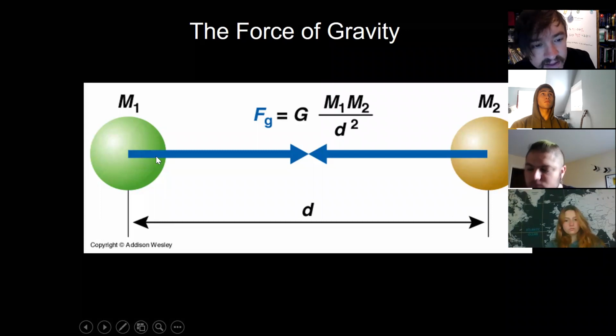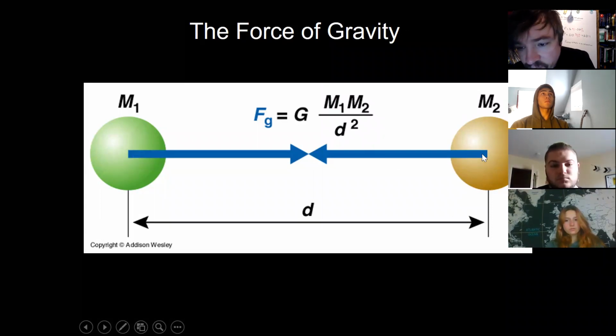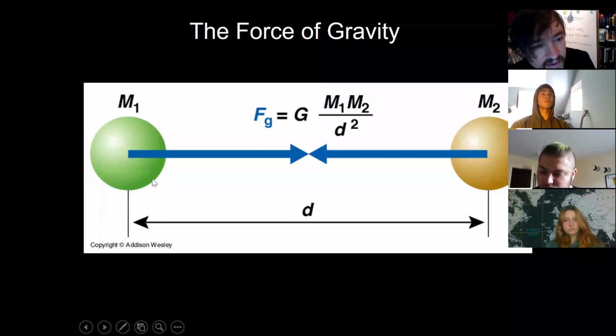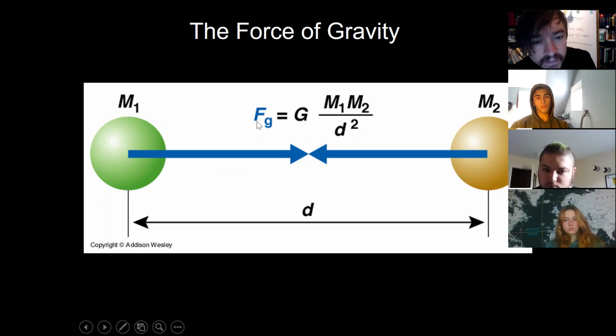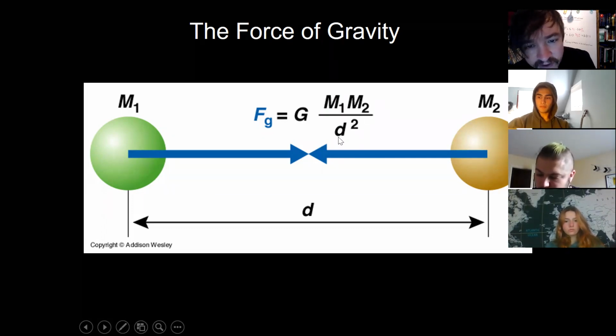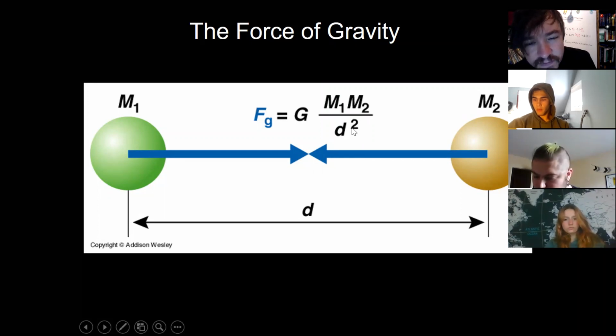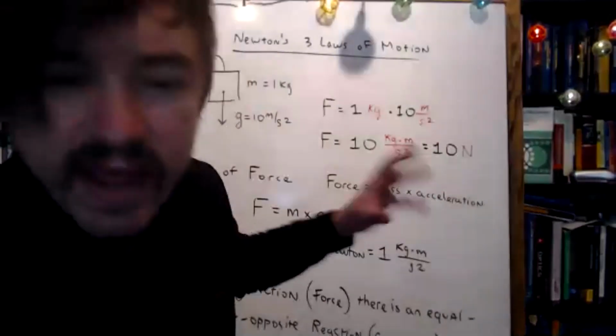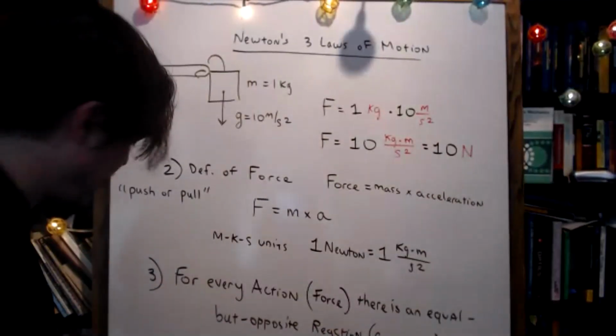And the setup is that we have two arbitrary masses, M1 and M2. They literally could be anything with mass. They could be two bowling balls, but we'll pretend for the time being that one is the mass of the Earth and the other is the mass of the moon. And the force between them is proportional to the product of their masses and inversely proportional to the square of their distance. That's how Newton wrote it. Let's go ahead and put that on the board because that's going to take some explaining.